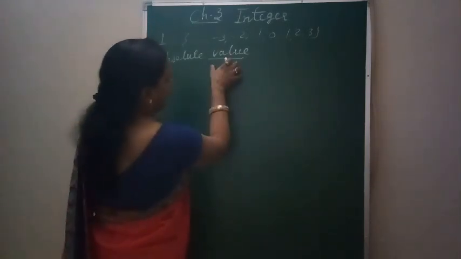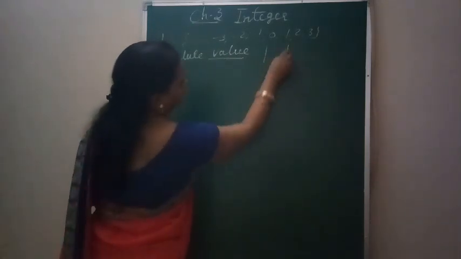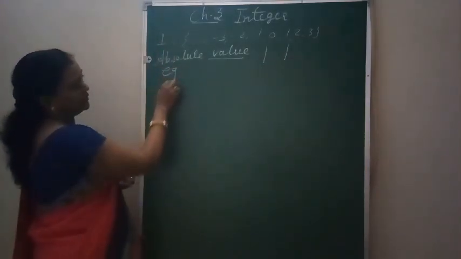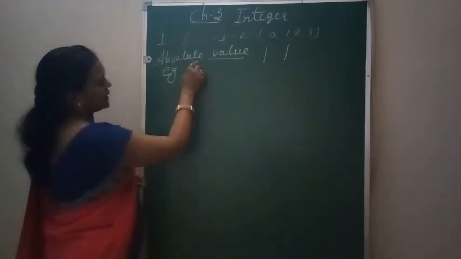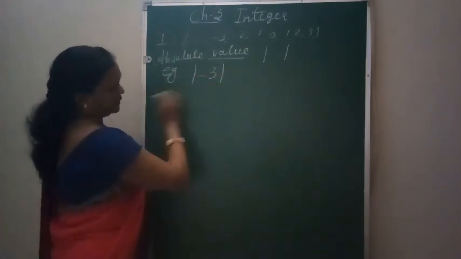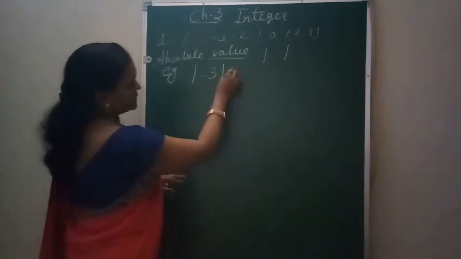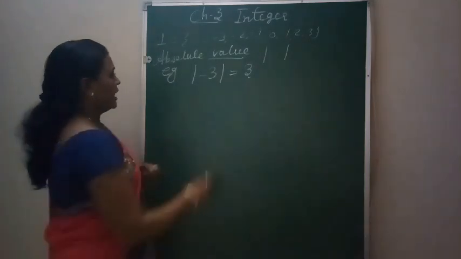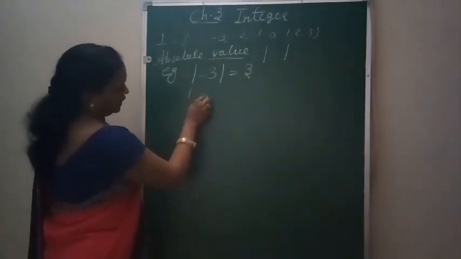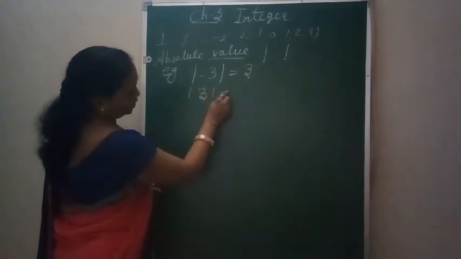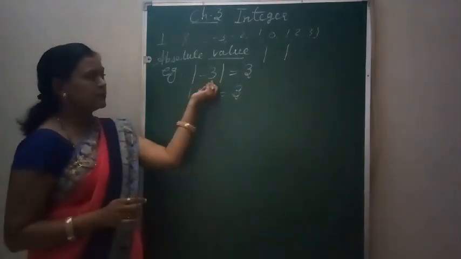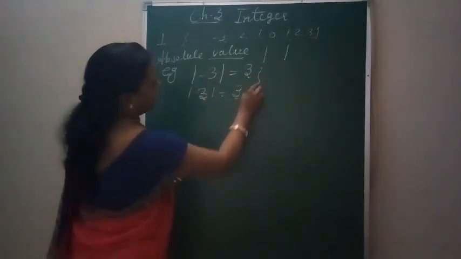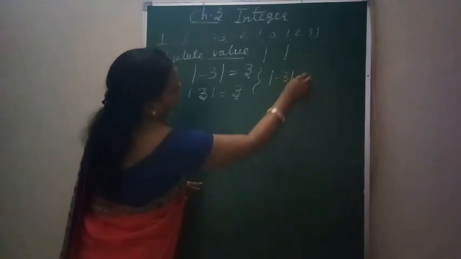The sign of absolute value is two vertical bars. Let's see one example: the absolute value of minus 3 is 3, regardless of sign, and the absolute value of 3 is also 3. So the absolute value of a negative number and the corresponding positive number is equal.